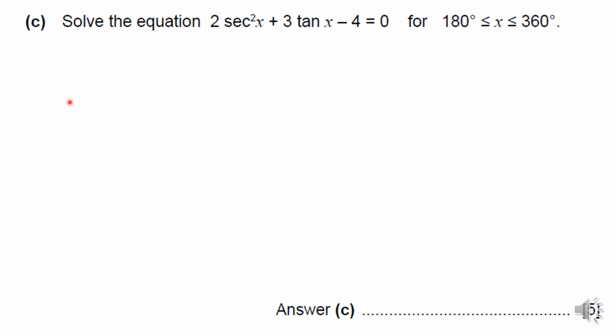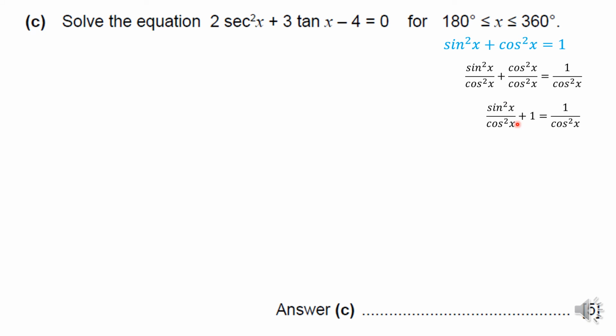So here we have got another equation that you are supposed to solve. The domain is restricted only from 180 to 360. We have got some sec squared x, so we have to borrow something from our identities. If I look at the first basic identity that everybody should know by now, that is sin squared x plus cos squared x is equal to 1. And if I divide throughout by sin squared x, I'm going to end up with 1 plus tan squared x equals sec squared x.